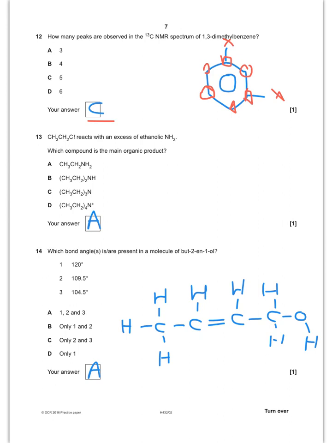Chloroethane reacts with an excess of ethanolic ammonia. Which compound is the main organic product? You just replace the Cl with an NH2 group, so the answer is A.